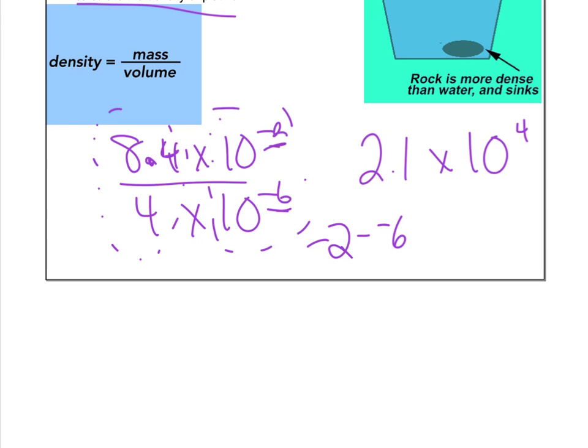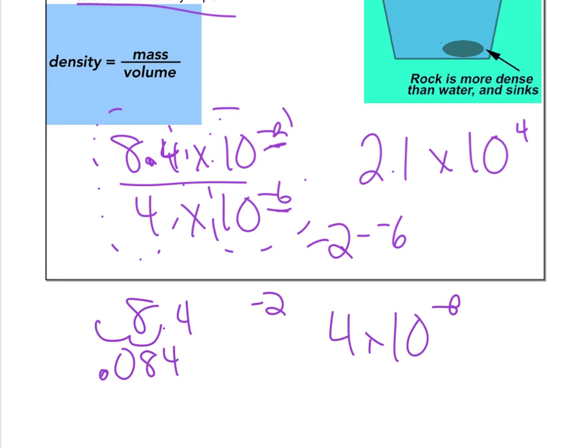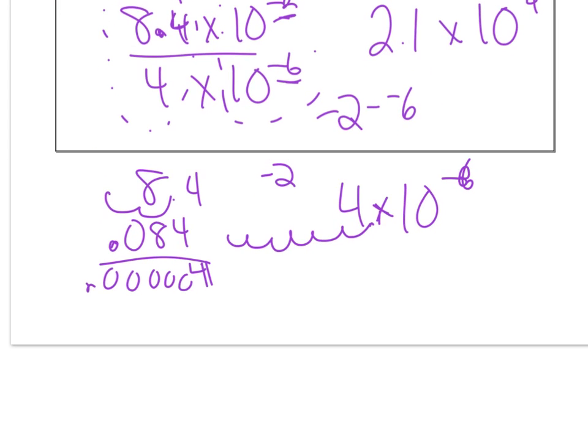8.4 times 10 to the negative 2, that means I move the decimal 1, 2, so this is really 0.084. And on the bottom, 4 times 10 to the negative 6, that's a negative 6, means I'm going to move it 1, 2, 3, 4, 5, 6. So I'm going to go 0.000004. Those are the two numbers I'm dividing right here.